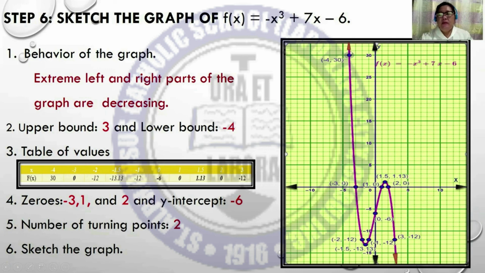You can start from here, going down. This is the first turning point. Then we have here the y-intercept. We have the second 0, then the second turning point, the third 0 of the function, and the last is containing the upper bound. So if the manner of the graph is like this, the behavior is extreme left and right parts of the graph are decreasing.